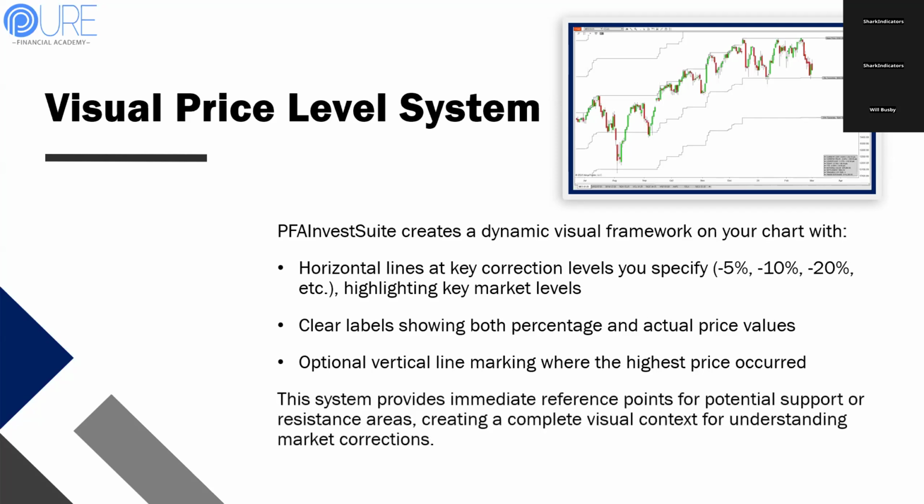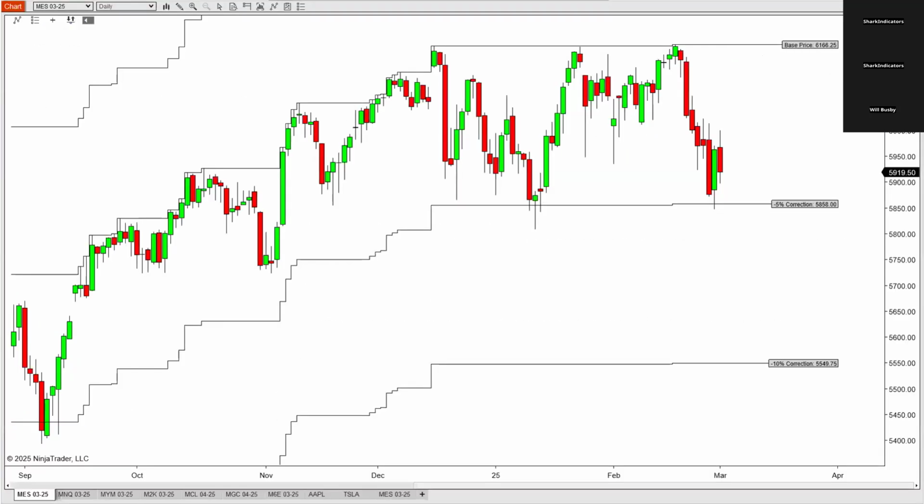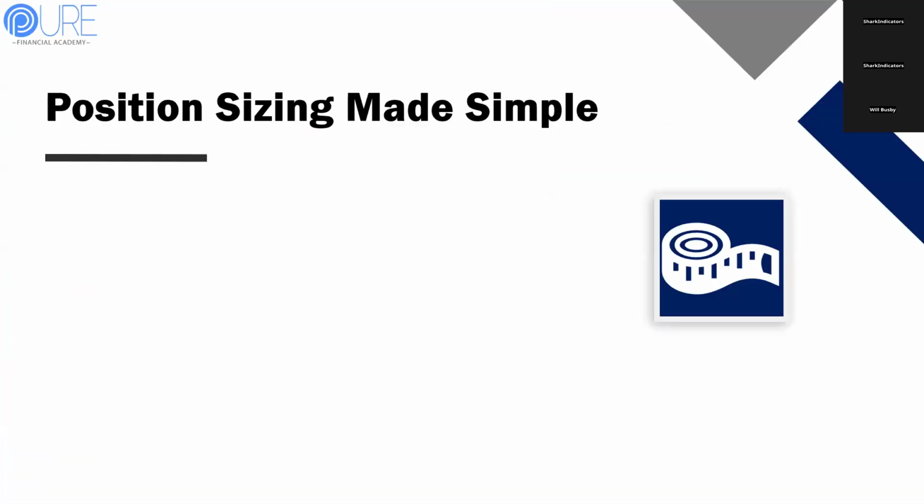Okay. All right, so the system provides immediate reference points for potential support or resistance areas, creating a complete, I was about to say complex, goodness gracious, not complex, and complete visual context for understanding market corrections. And there's the image. Like I said, you're about to see this anyway, so let's skip ahead.